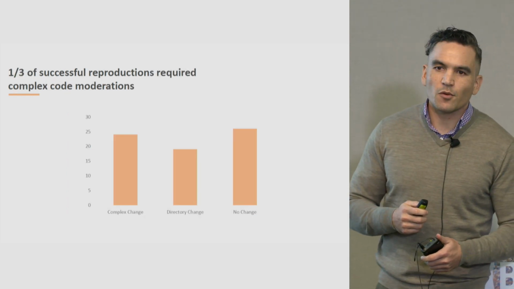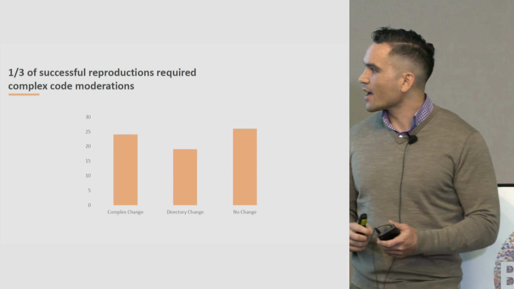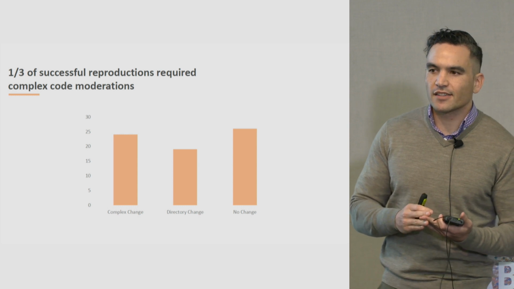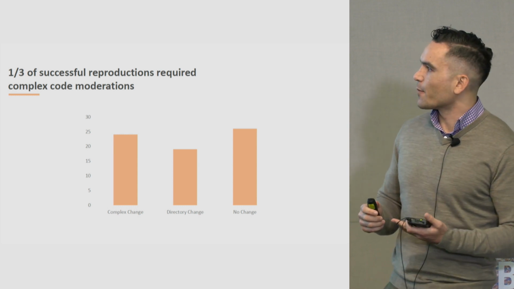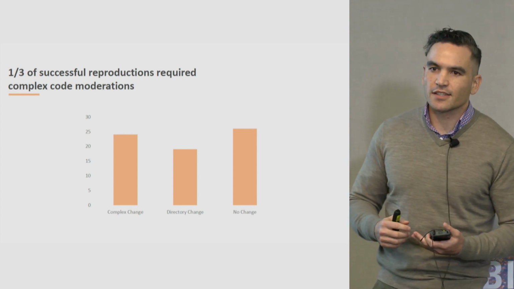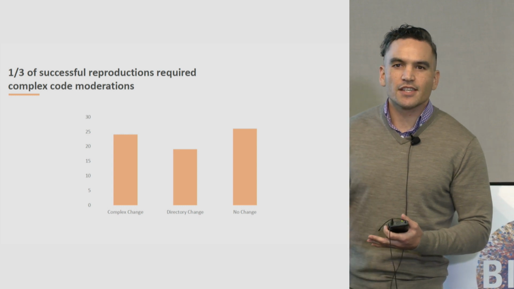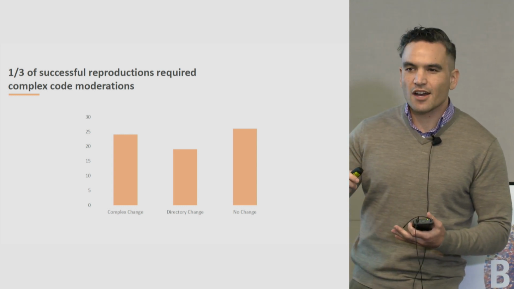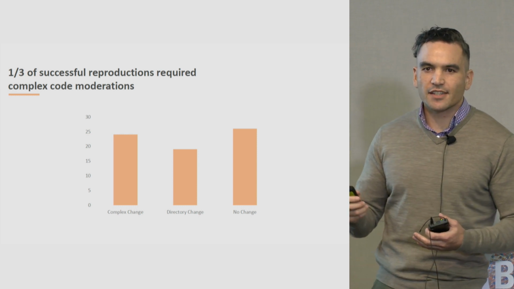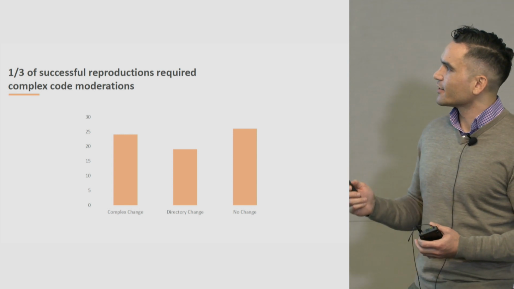Of those that we were successfully able to replicate, we asked the replicators to describe what changes they needed to make to the downloaded code. And a third of them actually required complex changes. So this isn't just downloading and running, or downloading and changing directory references. This actually involved digging into the code itself, understanding it a little bit, and changing it around to get a good result. So that leaves something to be desired as well.